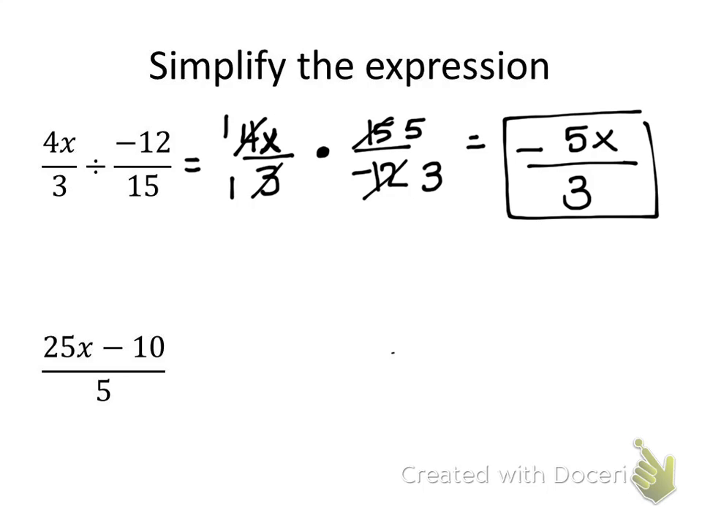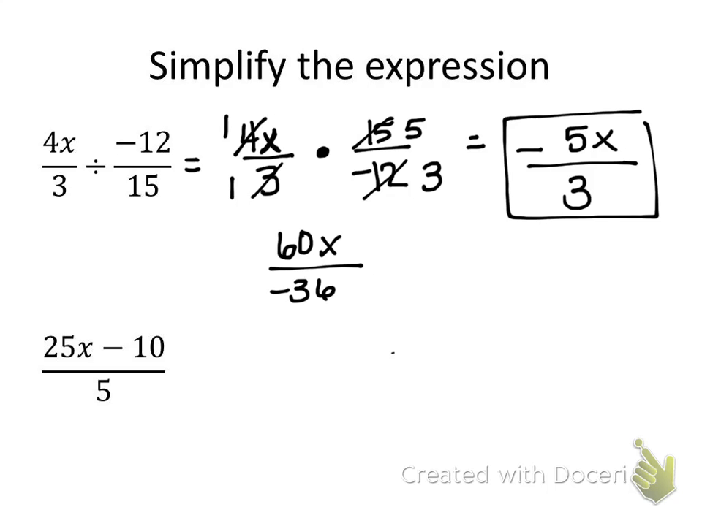Now, it would be okay if you decided not to simplify and you decided to do 60x, because you did 4x times 15 over negative 36. But if you were to get that answer, you would have to simplify that. You always have to simplify into lowest terms, okay? Let's look at this next problem.